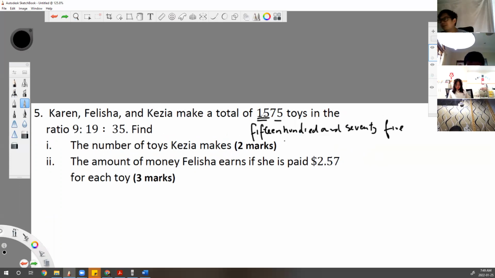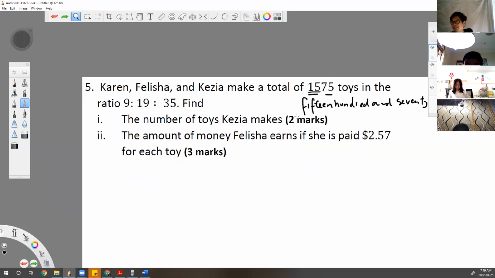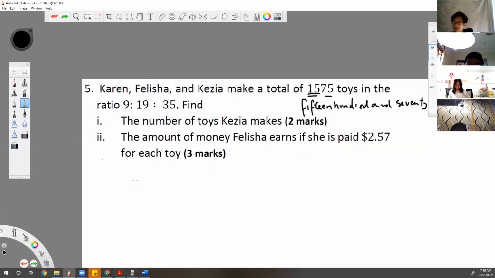Or 1,575 as usual. Okay, in the ratio of 9, 19, and 35. Karen, Felicia, and Kezia. So the smallest ratio is Karen. The highest ratio is Kezia.